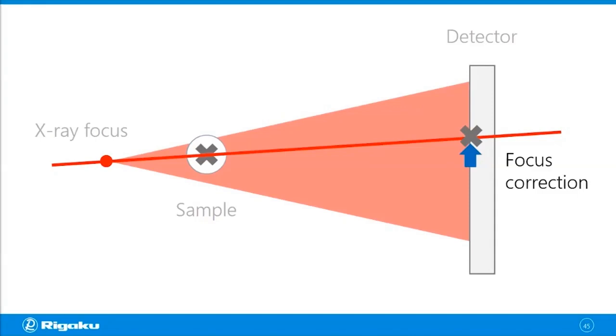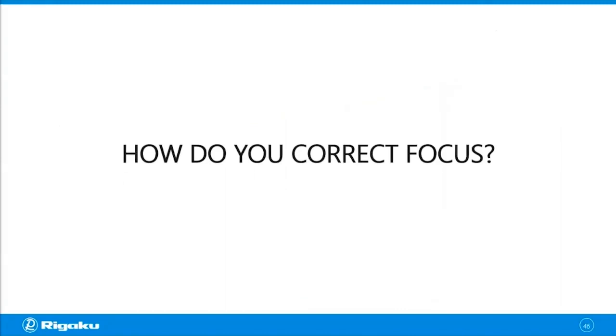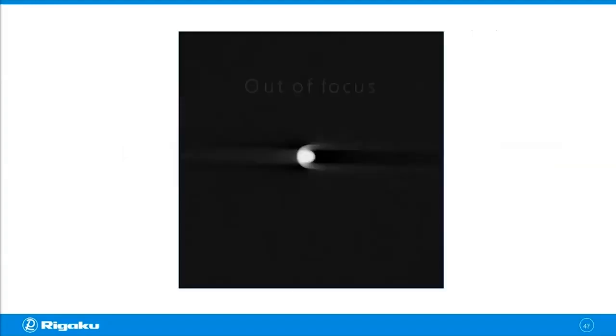Now, we understand what this is, but how do we do this correction? How do you know how much to shift the center? So let's take a look at this. I'm going to show an example of how to do a focus correction.